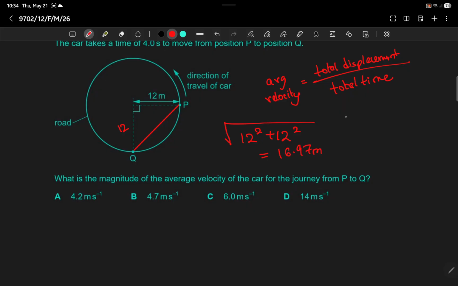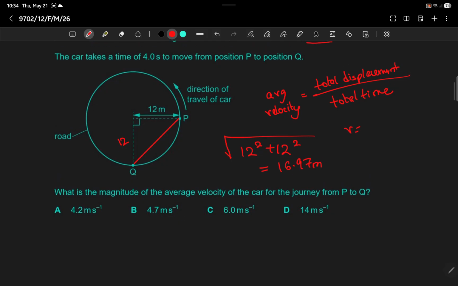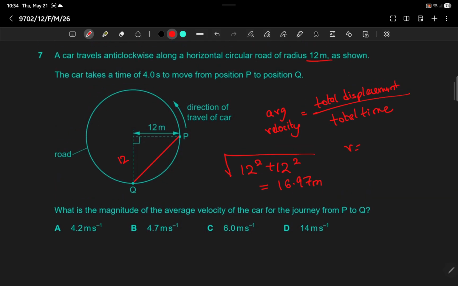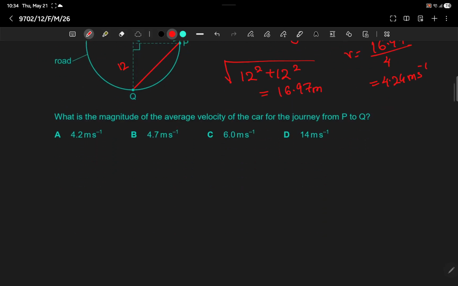Now, using the formula again, the time it takes from P to Q is 4 seconds, and the displacement is 16.97. 16.97 divided by 4 is 4.24, which is the correct answer. That means the answer is A.